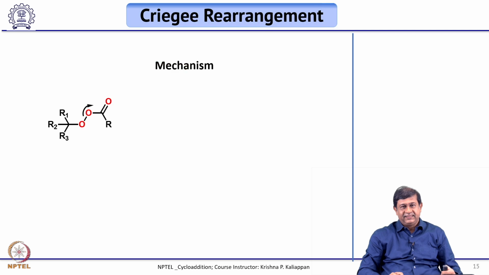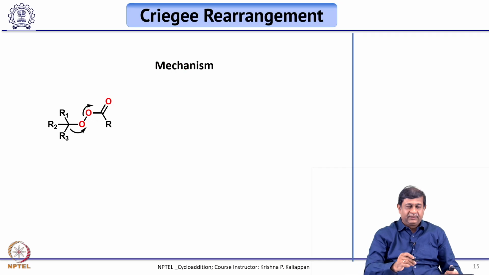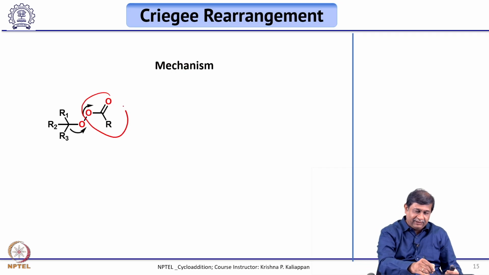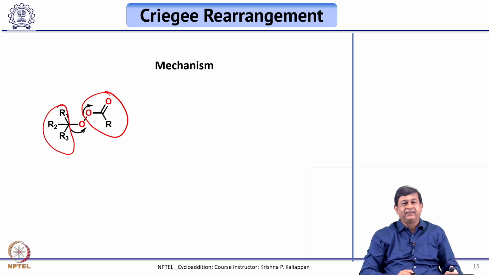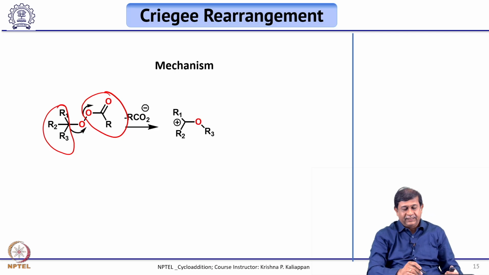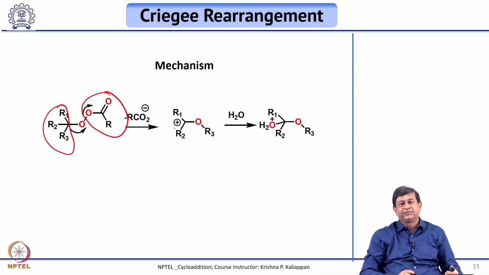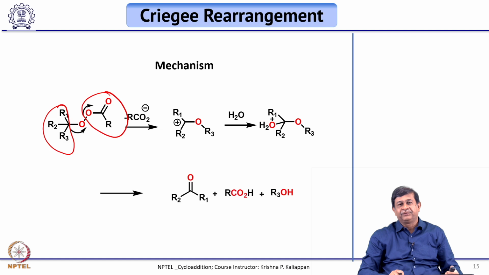So, when you take this peroxyester and treat with any acid, this carboxylic acid will go out because it is a good leaving group, and while doing that the better migrating group among R1, R2, R3 will migrate to the other oxygen. So, that is how you generate a carbocation here. Now, the water will attack to give this intermediate and this will open up to give a ketone and alcohol. So, basically what you get is a ketone, carboxylic acid and alcohol.